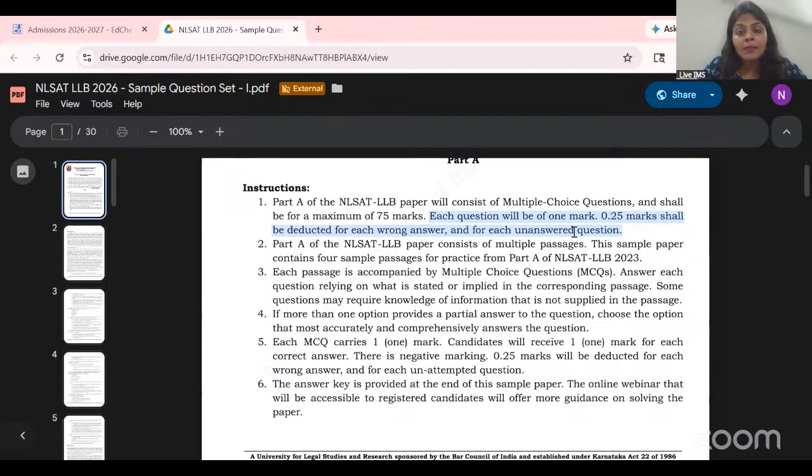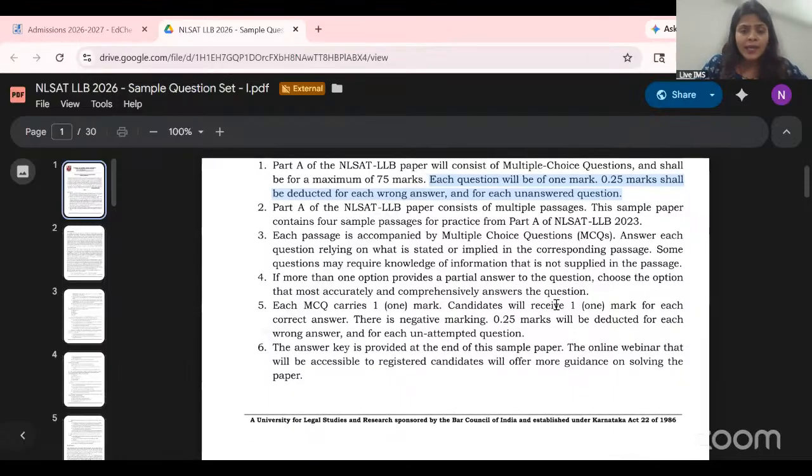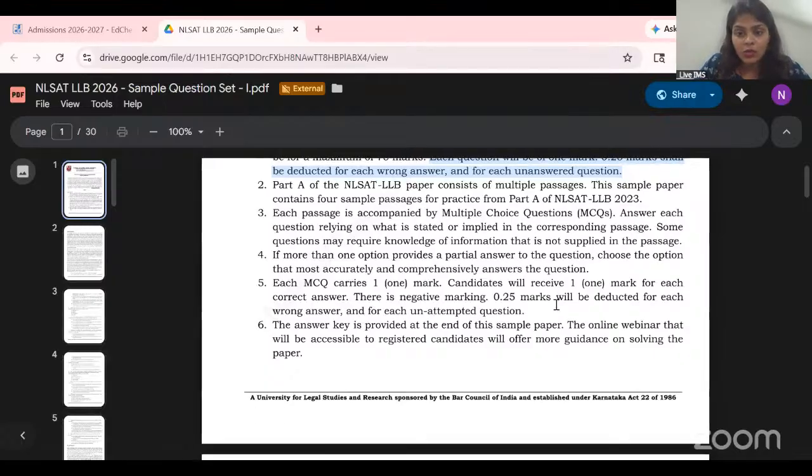So what does that mean? That you are supposed to attempt each and every question, because irrespective, there will be negative marking. So why not take a chance? Even if you don't know the answer to some question, make sure that you attempt it. Also, when you are appearing for the exam, make sure that you read all of these instructions very carefully, because they will come in handy about the paper and the marking scheme, and you will get time to read them, right?